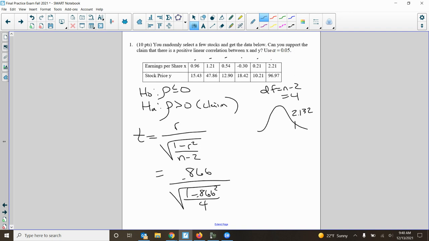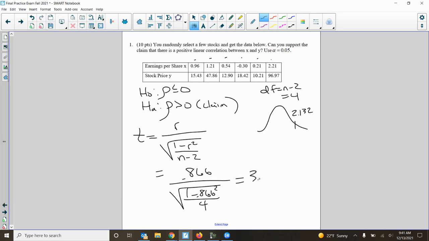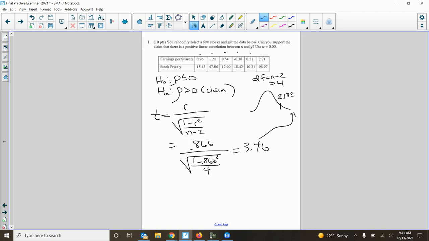And n minus 2 is 4. I'm not going to do this in one fell swoop. I'm going to do it in parts. So there's the numerator and the denominator. Divide that by 4. And then square root it. And then 0.866 over that denominator gets me 3.46. Whee! All the way over there. So this would be a reject the null, and enough to support the claim.